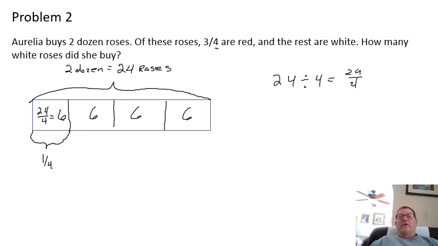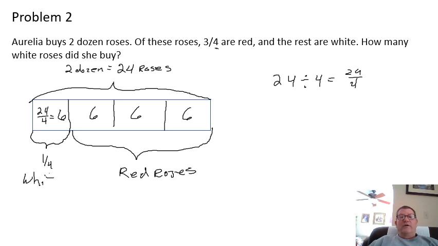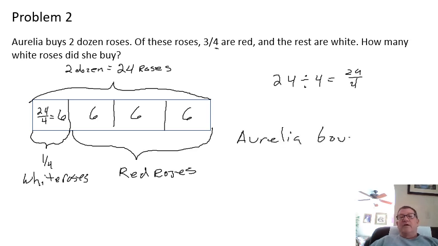Now the problem says 3/4 were red. So I'm going to go ahead and take these 3/4 right here, and I'm going to label them as red roses. And that means the 1/4 that was left has to be white roses. Now the question says, how many white roses did she buy? So Ariel bought 6 white roses.